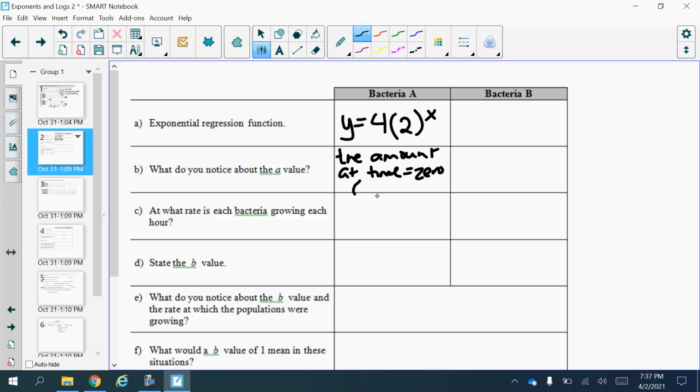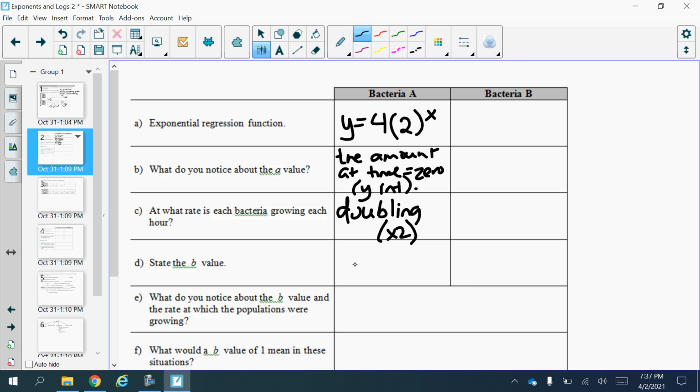Which again represents the y-intercept. It says, at what rate is each bacteria growing each hour? So it's just saying for bacteria A here. We can see from hour to hour, it's doubling, or multiplied by 2 each hour.